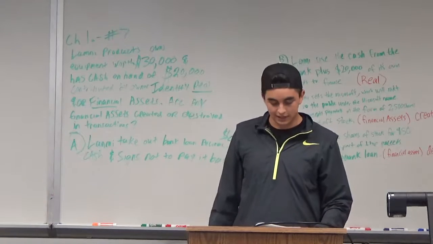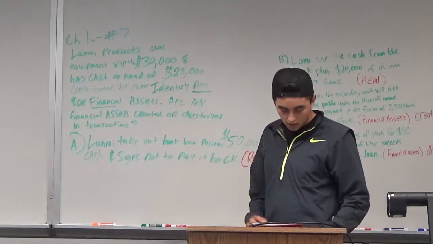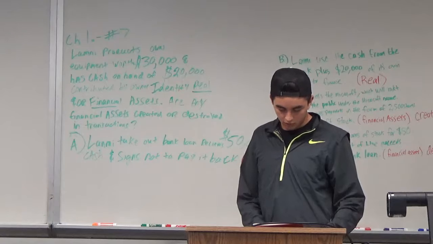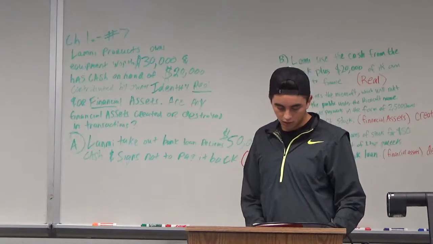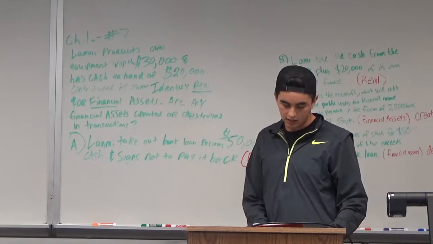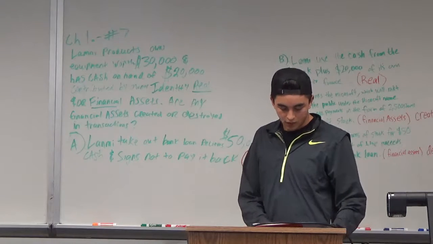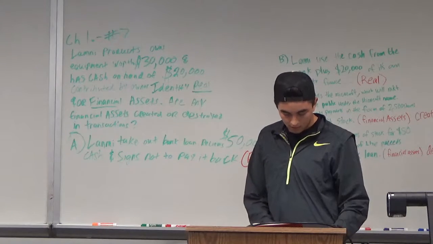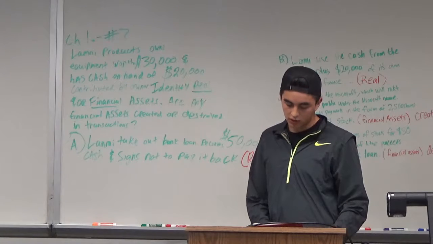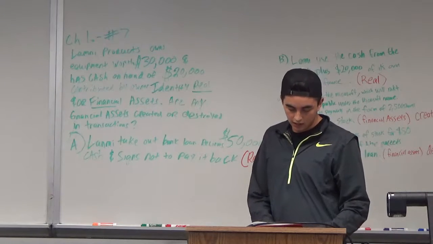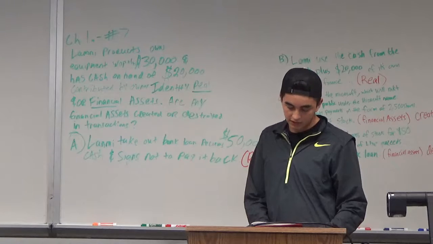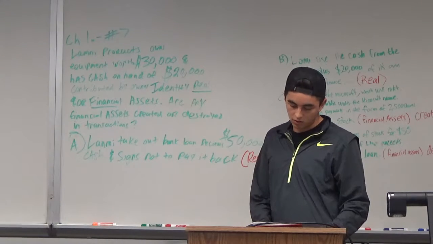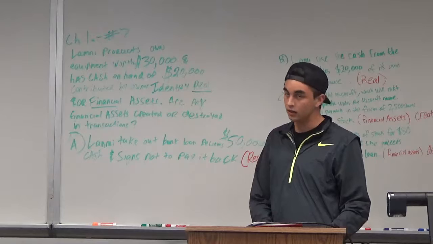Go ahead. Alright, so we're doing chapter 1, number 7. Lonnie Products is a startup computer software development firm. It currently owns computer equipment worth $30,000 and has cash on hand of $20,000 contributed by Lonnie's owners. For each of the following transactions, identify the real and/or financial assets that trade hands. Are any financial assets created or destroyed in the transaction? So for A, Lonnie takes out a bank loan, it receives $50,000 in cash, and signs a note promising to pay back the loan over 3 years.